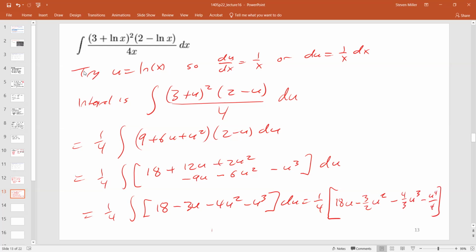And now write ln of x for u. Any questions about this problem? Everybody is comfortable with this problem?